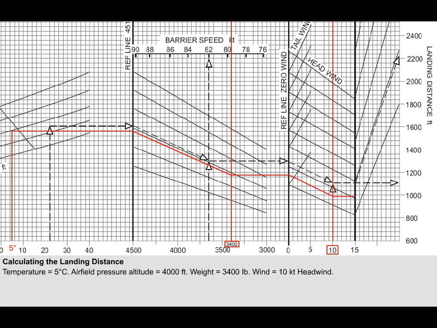Travel down the headwind line until you reach 10 knots headwind, and then move horizontally right once more up to the last reference line. Remember that the landing starts at the 50 feet screen height. So, from this point on the graph, we must move up the guidelines to the end. The landing distance in our example, then, is approximately 2,000 feet from the 50 feet screen to the full stop. The landing roll, in other words the ground section of the landing, is just 990 feet.